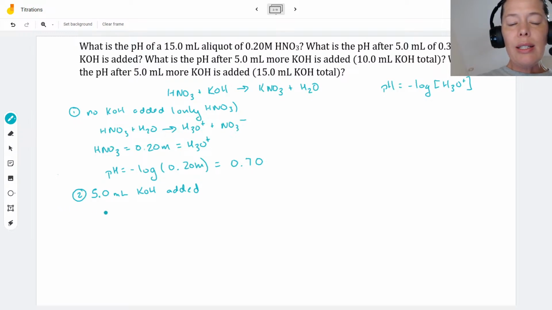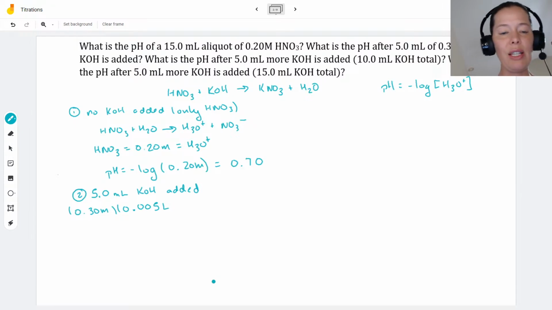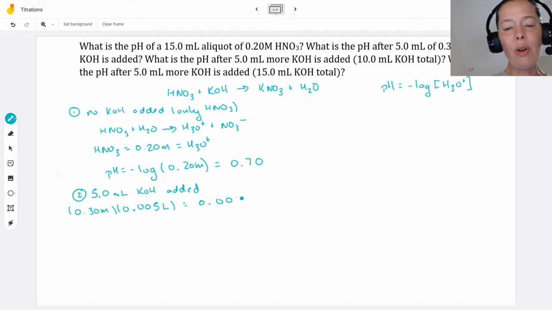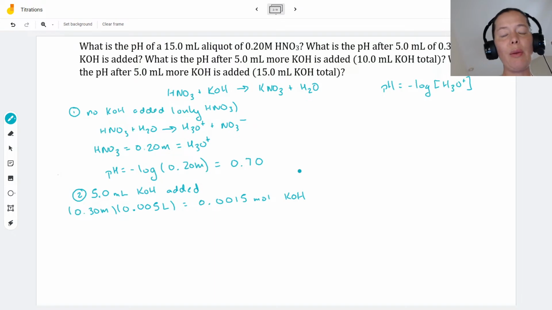So let's see, we have added 5 milliliters of potassium hydroxide. If we take our concentration and multiply it by our volume, now, I have converted my 5 milliliters into liters, hence the 0.005 liters. And that gives me 0.0015 moles of potassium hydroxide. All right, so that's our moles of potassium hydroxide.